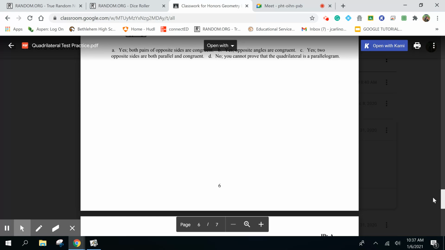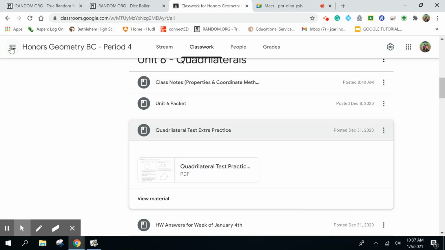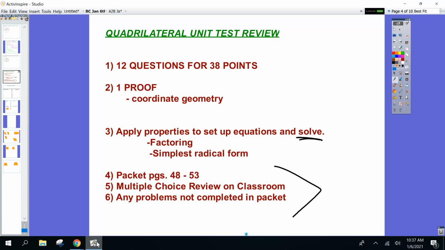So extra practice there. And then in your packet, there's some problems we never got to in class. So if you want to try those as well, that might be a good idea. So a lot of different opportunities for you guys to try out problems. Any questions about the setup of the test before I actually get into what my goal is for today?